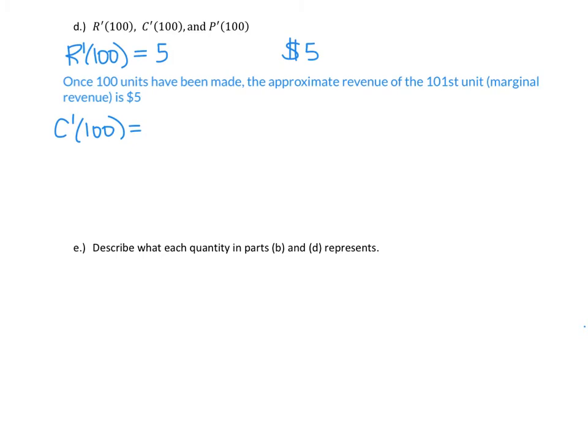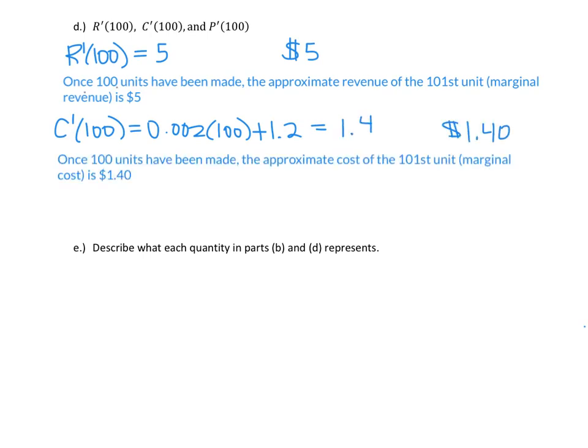So next let's calculate C prime of 100. So this is going to be the marginal cost at 100. So plugging 100 into the derivative, we have 0.002 times 100 plus 1.2, which comes out to be 1.4. So the way we would interpret this is that once 100 units have been made, the approximate cost of the 101st unit, which is the marginal cost, would be $1.40.